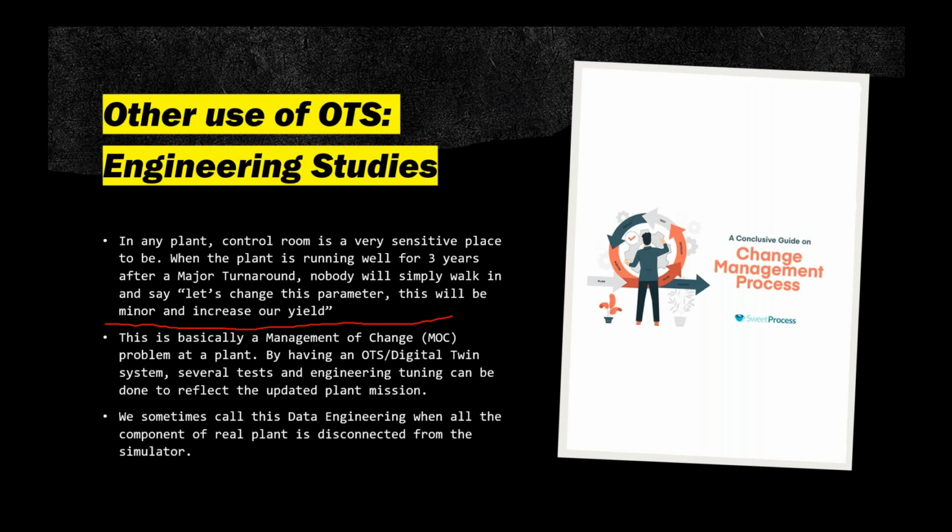Especially if you have a replica, where the replica simulator has its alarm system and a lot of trip systems. Increasing section A, we might trip section C, for example. This is something that can be done inside the OTS. And this is disconnected, right? You cannot connect this to the real plant when you are doing a management of change exercise. This is what we call data engineering, because you disconnect this digital twin from the real plant.